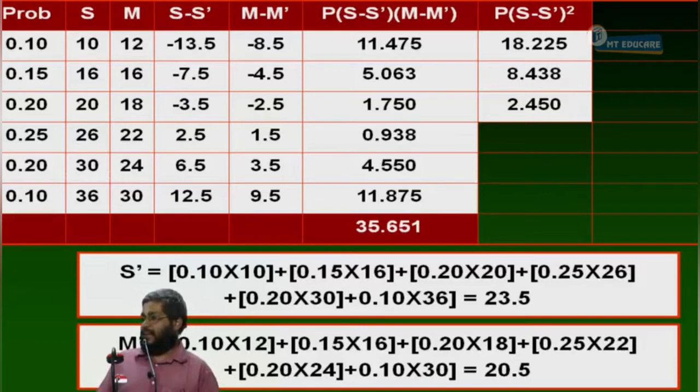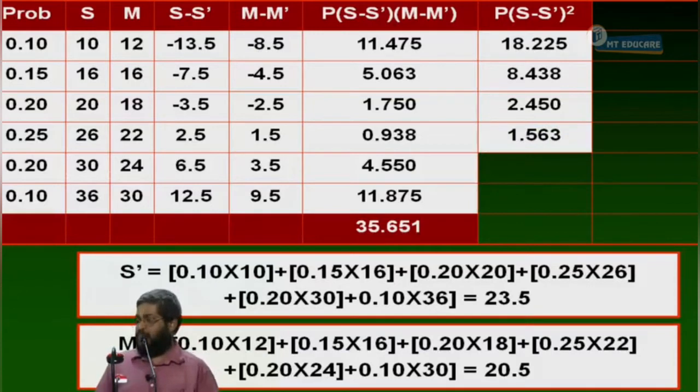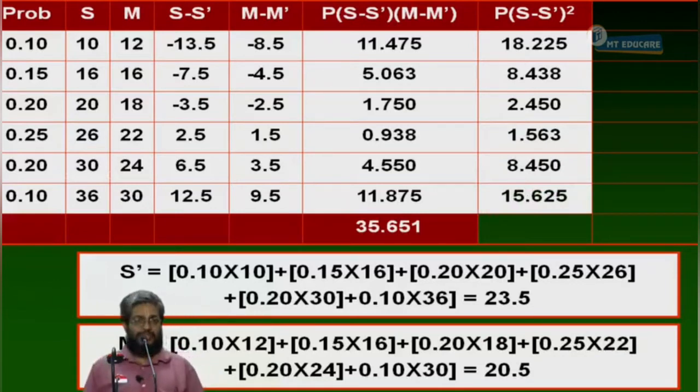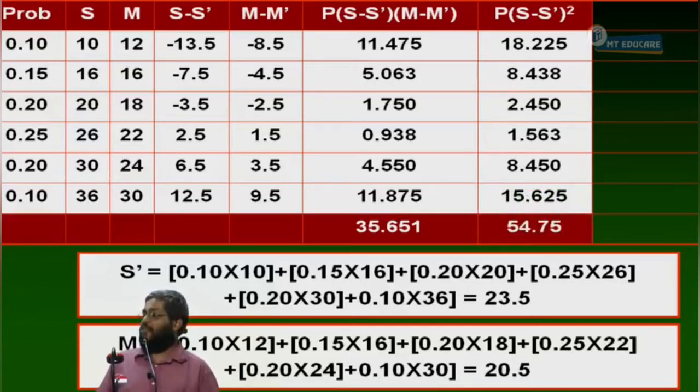2.5 the whole squared into 0.25. 2.5 into 2.5 into 0.25. What's the number? 1.563. Next number, 6.5 into 6.5 into 0.2. The number is what? 8.450. Last number, 12.5 squared into 0.1. What is the number? 15.625. If I total, I will get a number: 54.75. Total is 54.75. Okay.